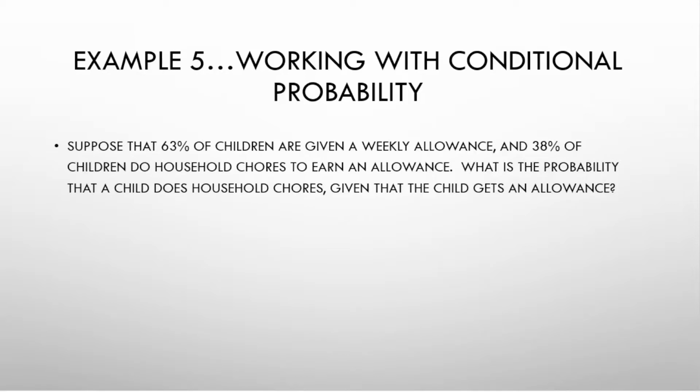All right, we're going to our next one, so more with conditional probability. Let's read the problem first, write it out, and then plug in to see what we have. Suppose that 63% of children are given a weekly allowance, and 38% of children do chores to earn that allowance. What is the probability that a child does chores given they get an allowance? So we want the probability of chores given allowance.